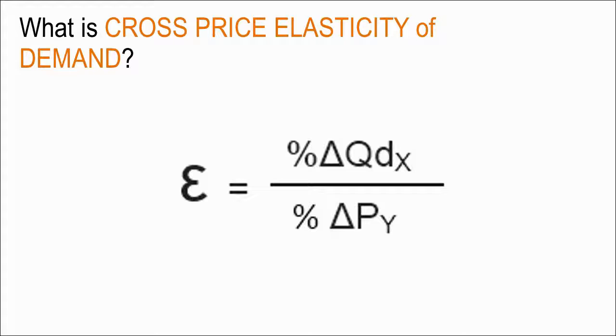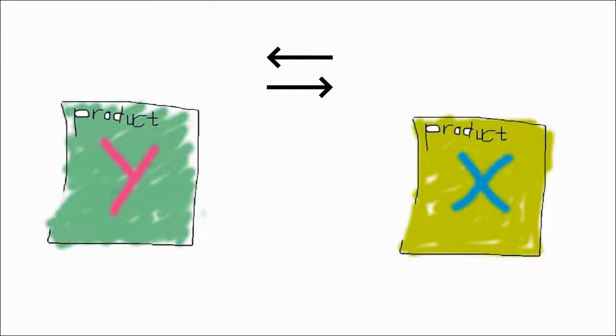Cross-price elasticity of demand equals percentage change in quantity demanded of good X over percentage change in price of good Y. This helps us measure whether the good is a substitute or a complement or unrelated to other products.